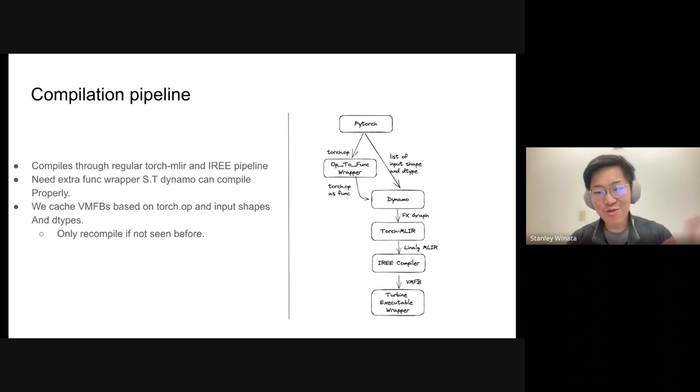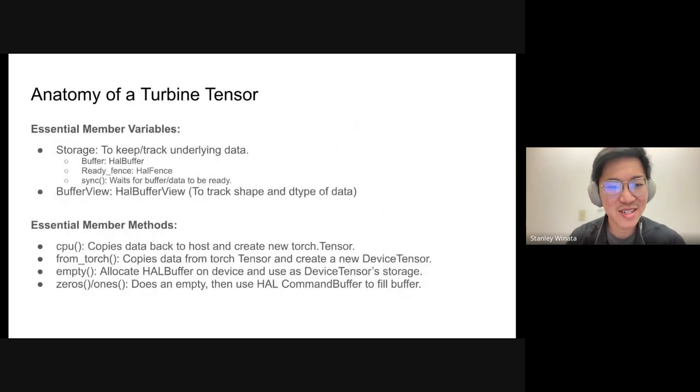And once we go through this pipeline, if we see certain shapes and types and Torch op before, we don't recompile them. We just cache them and return the cached Turbine executable wrapper. So, any questions for this page? Or does this make sense? Sounds good. I'll go to the next page.